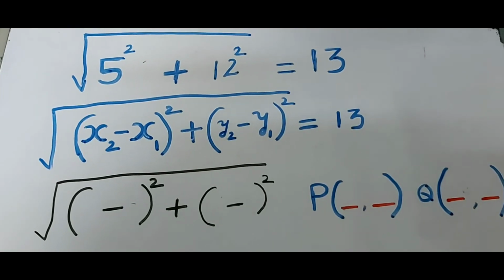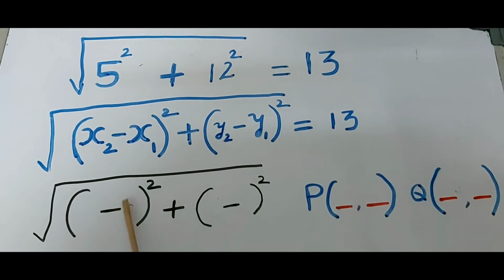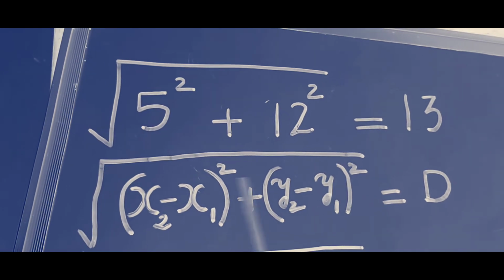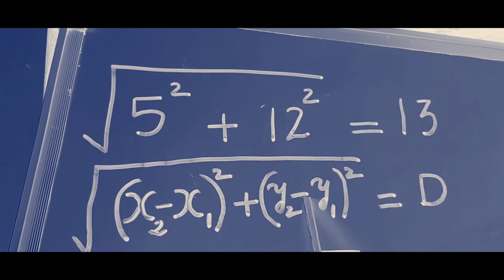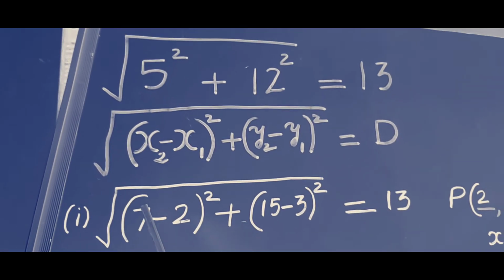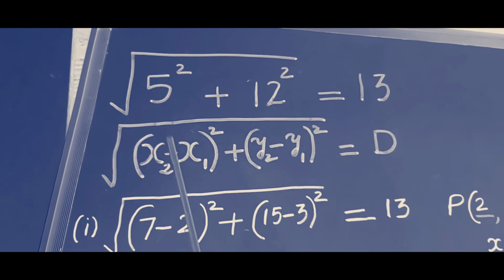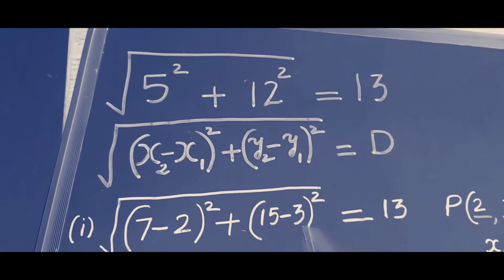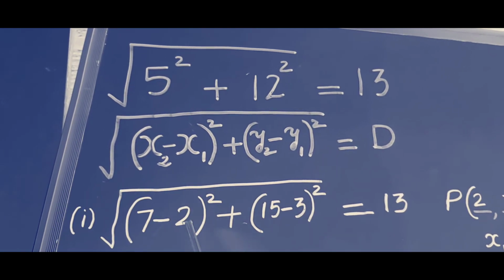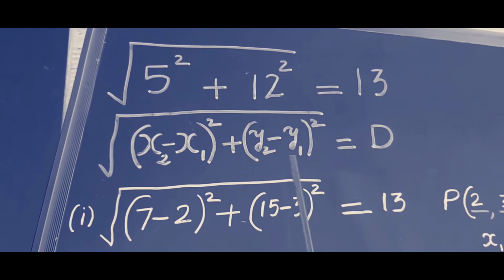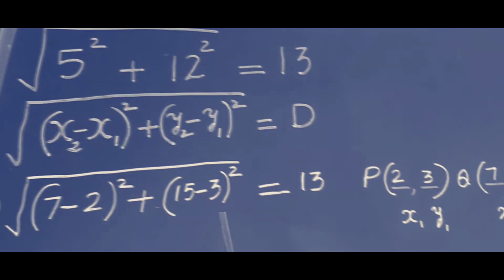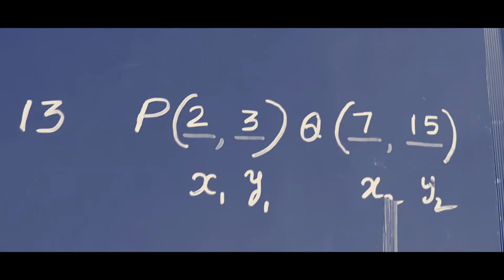Now I am going to show you in how many different ways you can fill these blanks. Once again, difference of these two must be equal to 5 and 12 respectively. 7 minus 2 is 5. 15 minus 3 is 12. So x1 and x2 are 2, 7. y1 and y2 are 3, 15. Put the values over here.